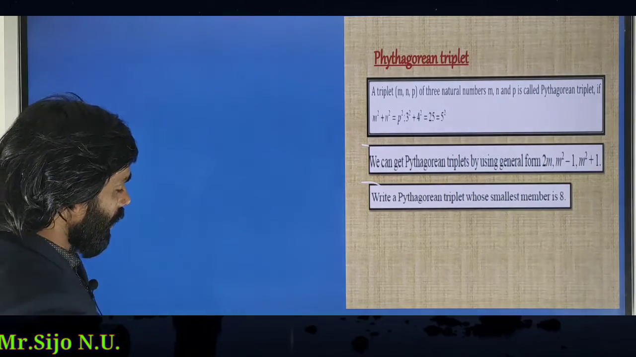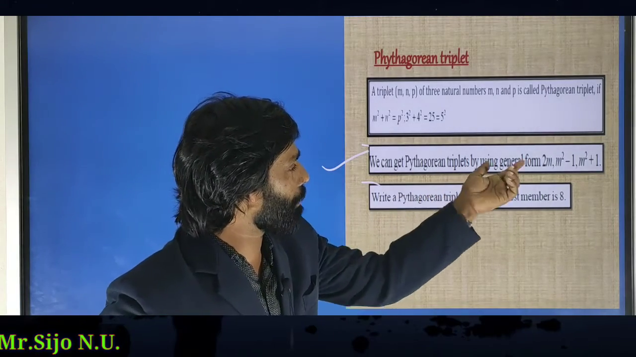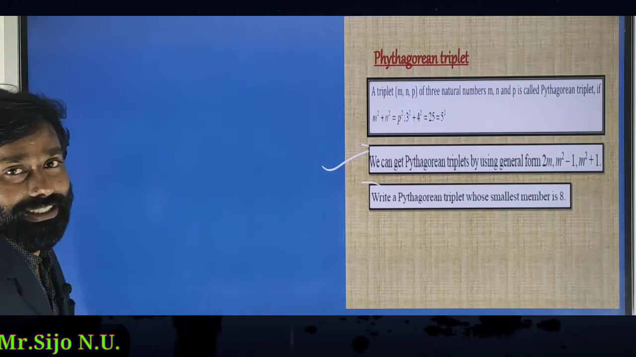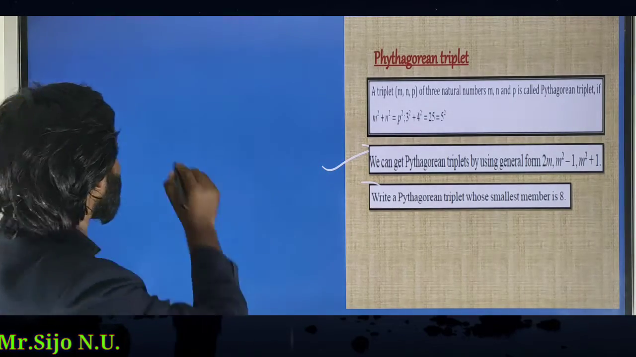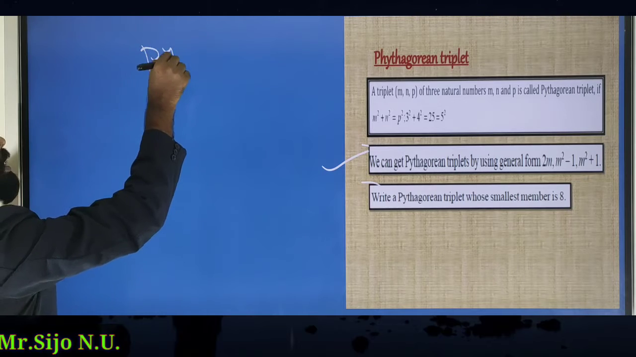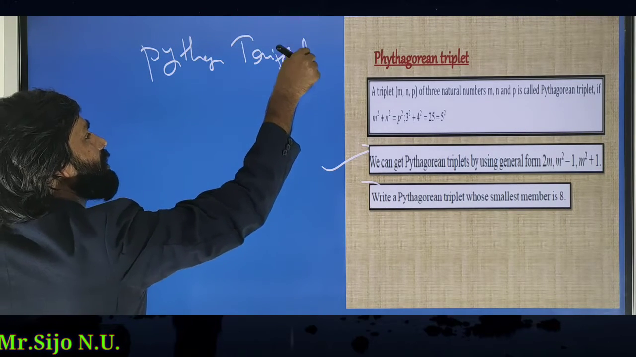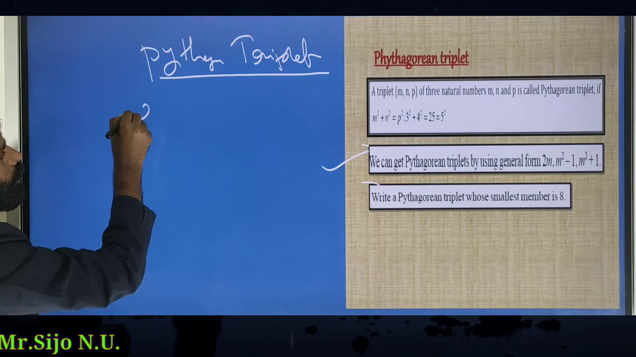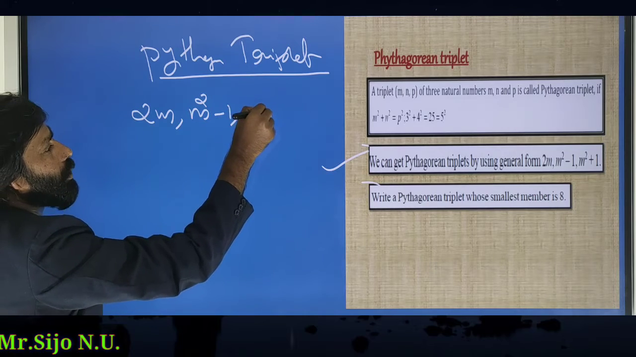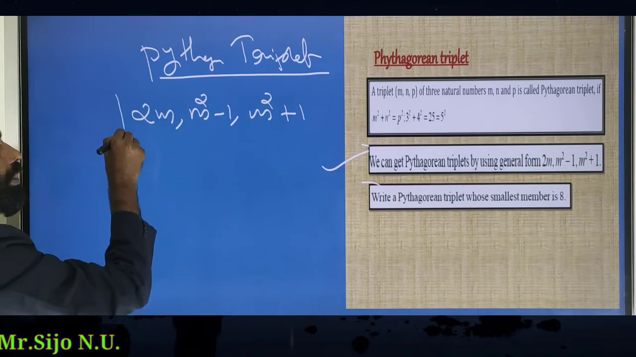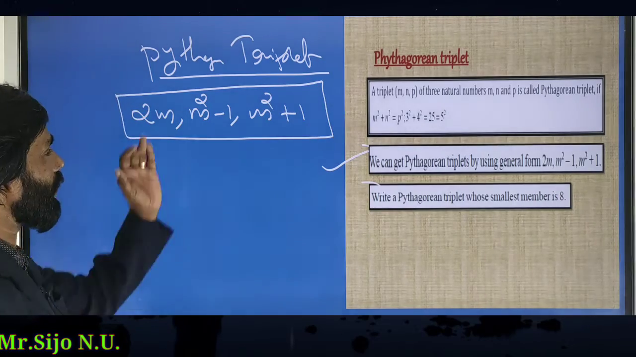Here is an equation. We can get a Pythagorean triplet by using the general form: 2m, m square minus 1, m square plus 1. A Pythagorean triplet is always in the form of 2m, m square minus 1, m square plus 1. It's very important. If you take any Pythagorean triplet, it should be in this form.